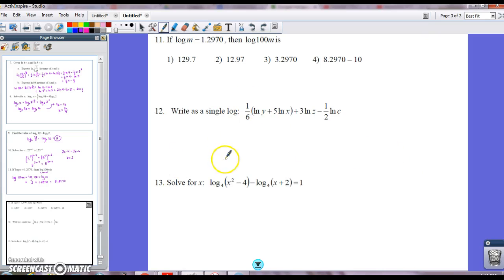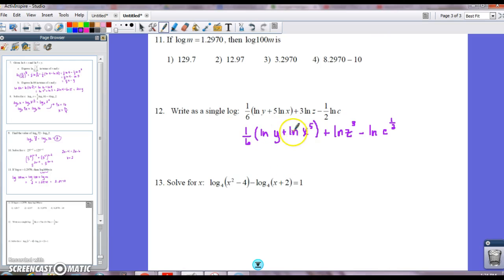Number 12, write as a single log. So we've got a lot of different things going on here, right? Just like any other problem, you want to take care of the parentheses first. You want to follow order of operations. So this is the same as 1/6 times ln of y plus ln of x to the 5th. So I'm undoing my power rule there. I'm going to undo my power rule here. And I'm going to undo my power rule here.